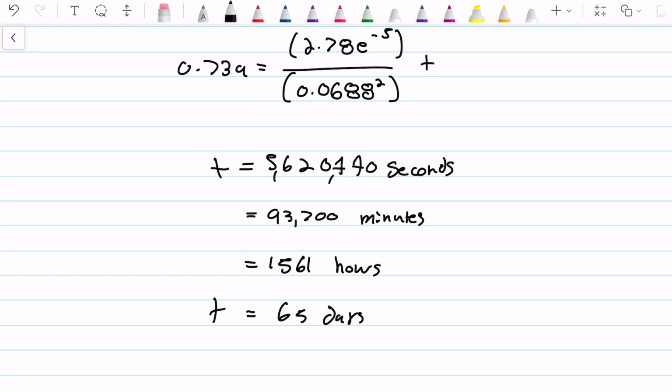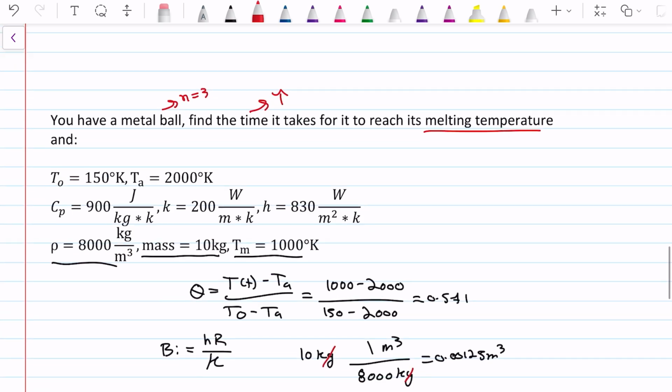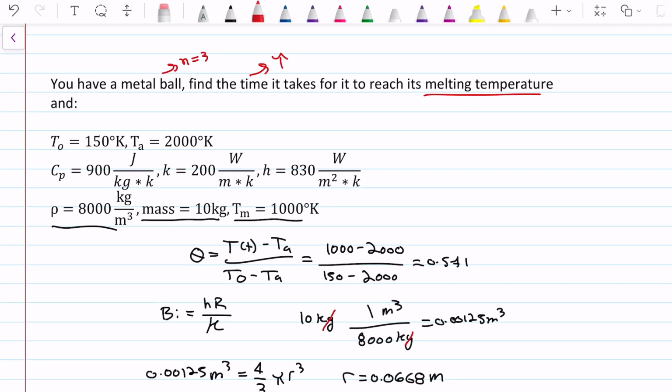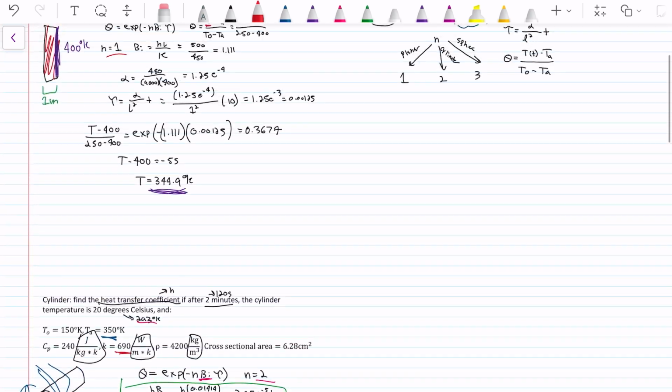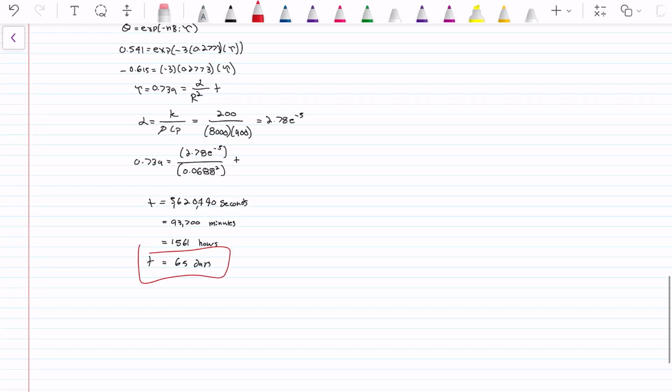Is a time of nearly 2 months reasonable? Let's read this. We have a ball that weighs 10 kilograms, and for those who don't know what a kilogram is, that's like 22 or 23 pounds. So we have a 23-pound metal ball, and we want it to get up to 1,000 degrees Kelvin. I guess you can't really think about this intuitively. It does have a high specific heat, though, so it takes a lot of energy. So perhaps it's reasonable.